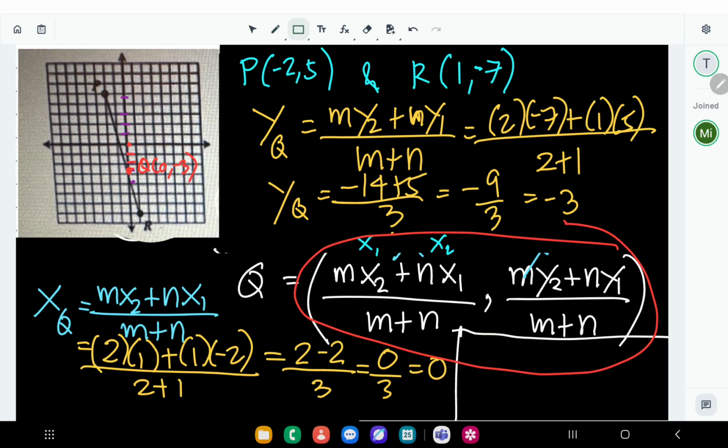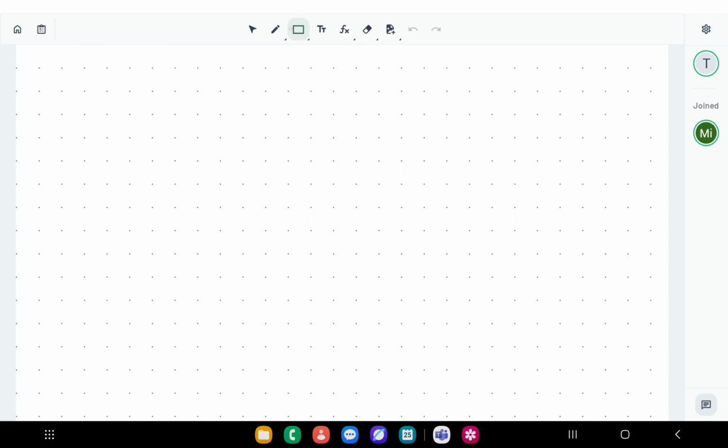Now, can you please clear the board? Let's answer the other graph. And then we can continue tomorrow for the rest of the problems. All right, Megan, you have free time tomorrow, the same time.